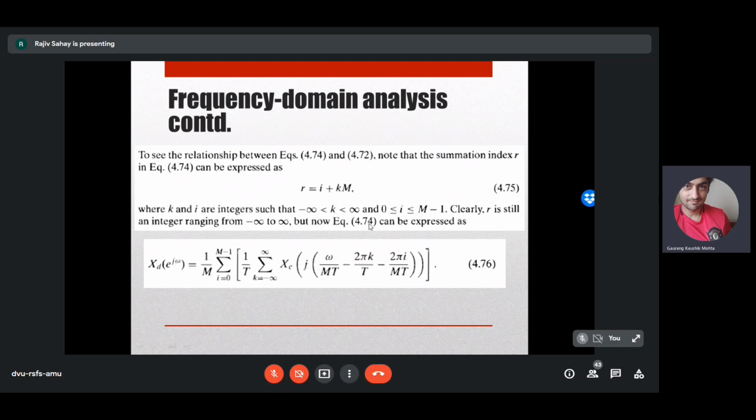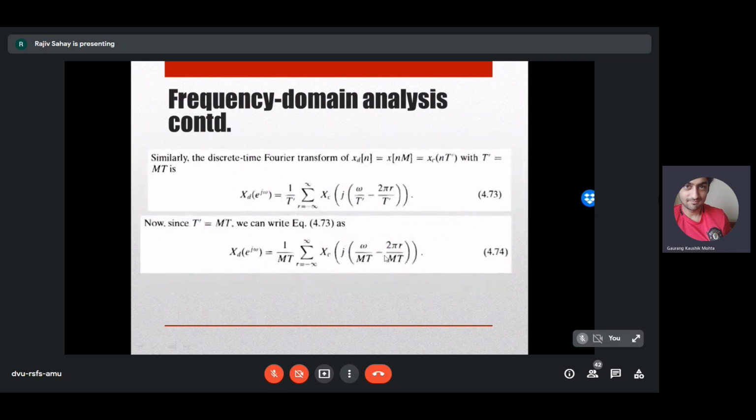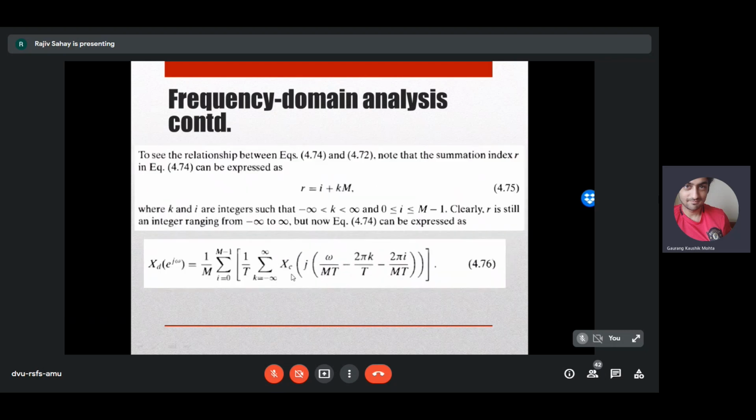So now equation 4.74 can be expressed like this. So you have 1 by m summation I going from 0 to m minus 1, I plus km. R is written as I plus km, I going from 0 to m minus 1, and k going from minus infinity to plus infinity. So you are writing 4.74, x_t e to the power j omega. You are trying to write out this summation going from minus infinity to plus infinity in terms of I plus km, r equal to I plus km. So it leads to this.